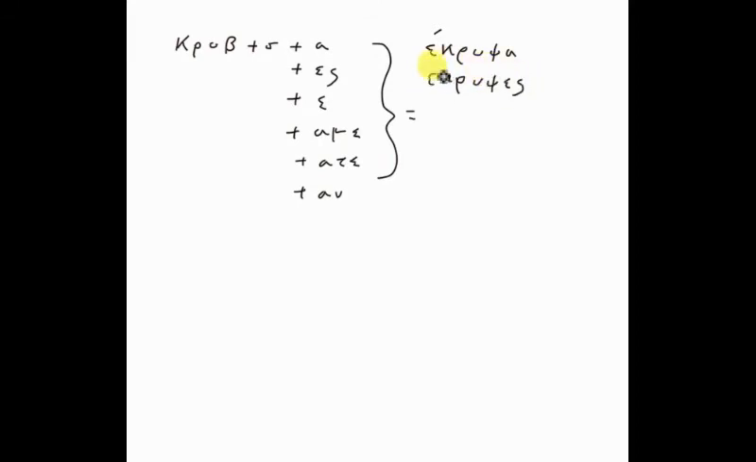Accent goes on the antepenult. Ekripses, similar thing. Ekripse. Epsilon short, accent goes on the antepenult. Kripsame. Epsilon short, accent goes on the antepenult. Kripsate. Alpha short, accent goes on the antepenult.